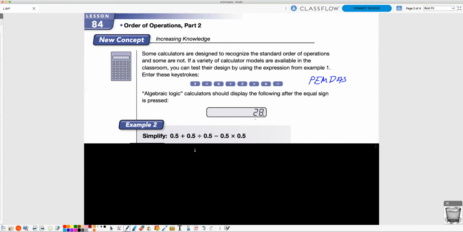Let's simplify this. So again, we have to use "please excuse my dear Aunt Sally." I see no parentheses. I see no exponents, but I do see division and multiplication. And just because it's listed as multiplication and then division and then addition and subtraction, that doesn't mean anything other than we do both of those operations, the multiplication and division, from left to right. So in this case, the 5/10 divided by 5/10 happens first. It's from left to right. And this 5/10 times this 5/10 happens second.